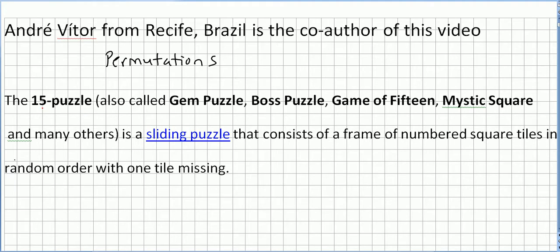I think you might know this famous 15 puzzle, also called the gem puzzle or boss puzzle or game of 15. When I was a kid, I remember they selling these small boxes with this game of 15, or the mystic square, and many others. So this is a sliding puzzle that consists of a frame of numbered square tiles in random order with one tile missing. Okay, let me show you one image.